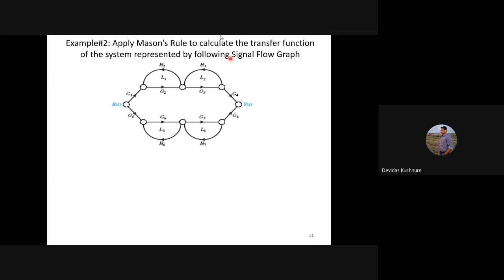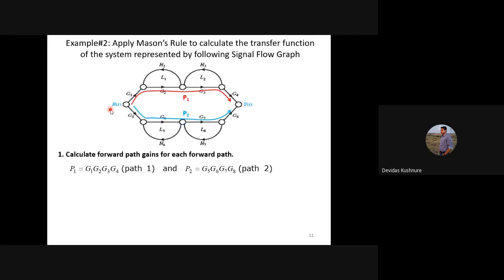Now let's say this is the problem where we have to find the output Y of S by R of S, that is the closed loop function. First we have to check how many forward paths we have, and then calculate the gains. You can see there are two forward paths. One goes in this direction, G1, G2, G3, G4. That is the first forward path. The second is G3, G5, G6, G7 and G8, that is the second forward path.